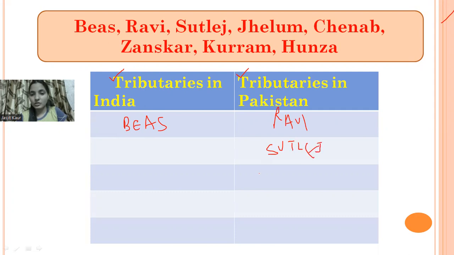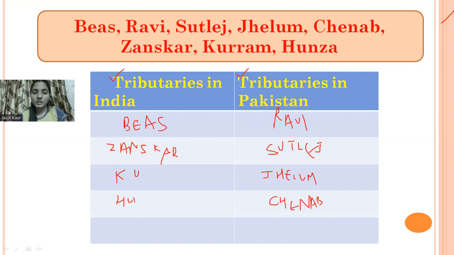Yes, very good student. Jhelum is also a part of Pakistan. Chenab is also part of Pakistan. Then Zanskar is in India, in Jammu and Kashmir. Then Kurram is also there, and Hunza is also a part of India. So these are the tributaries and their location in India and Pakistan.